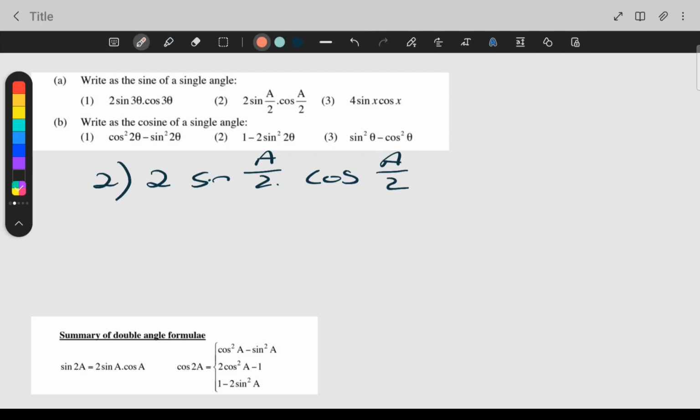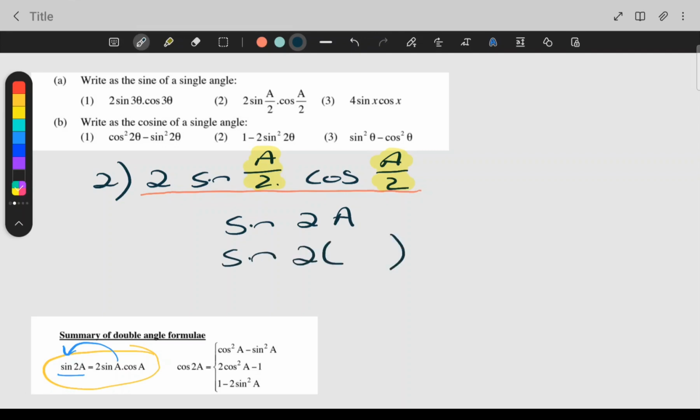For number 2, we have 2 sine a over 2 cos a over 2. So again, I notice I have a 2 sine cos, and the angles are the same. I'm going to highlight the angles here. And then I'm going to see sine cos of the same angle is the sine double angle. So it's this one. And because I'm going from this to this, I'm writing this down. So let's write it down. Sine 2a. So sine 2, a is the angles that I highlighted, which is a over 2.